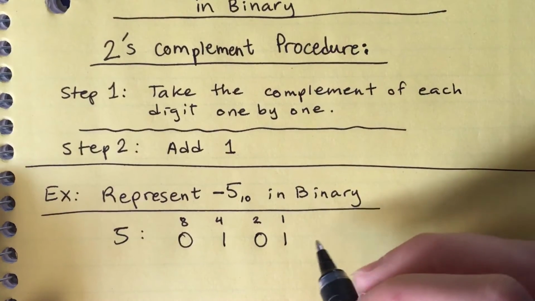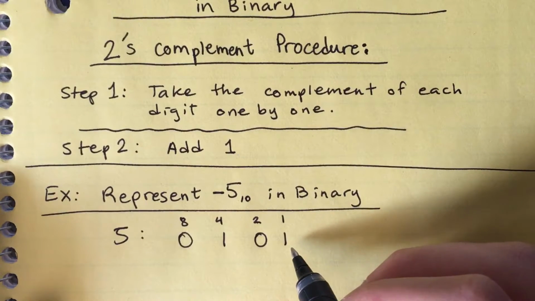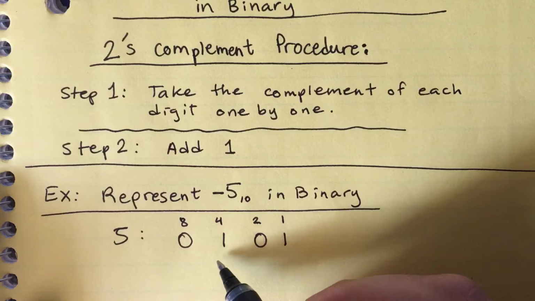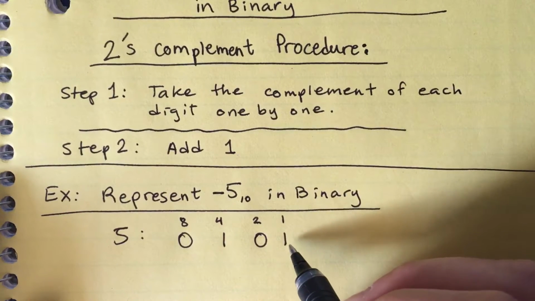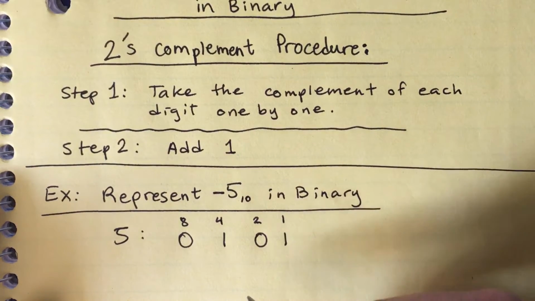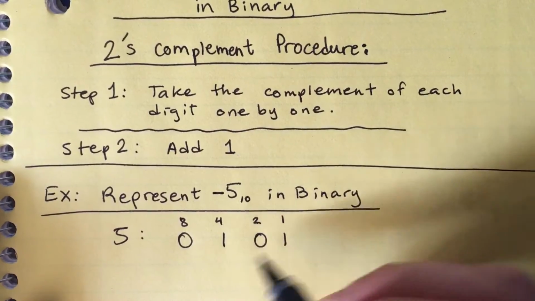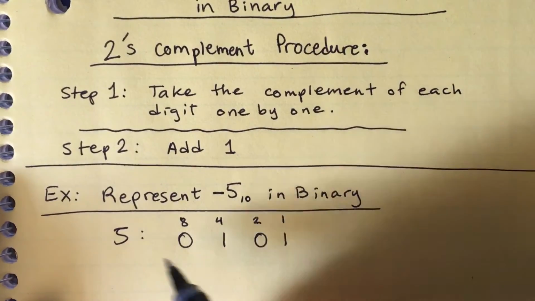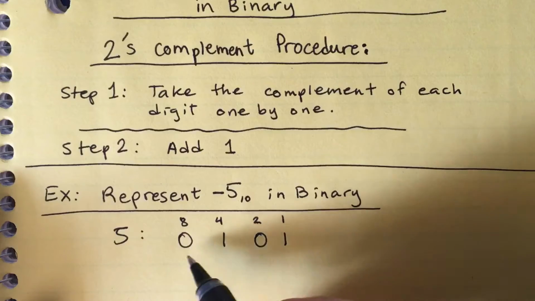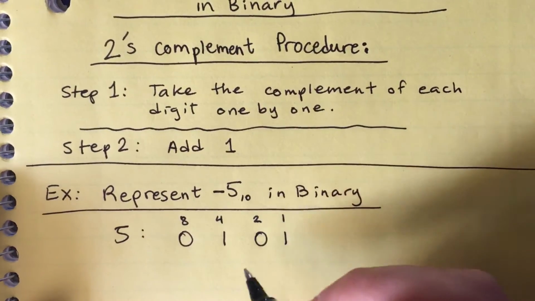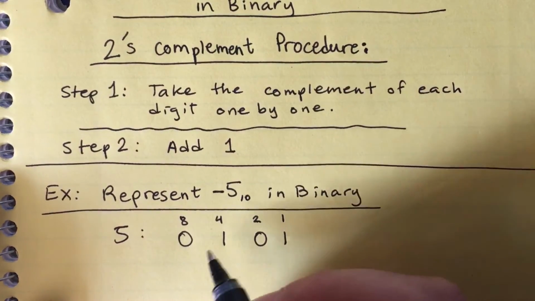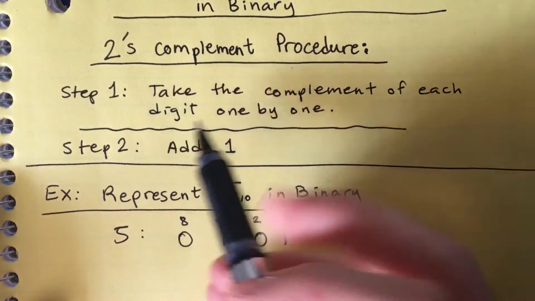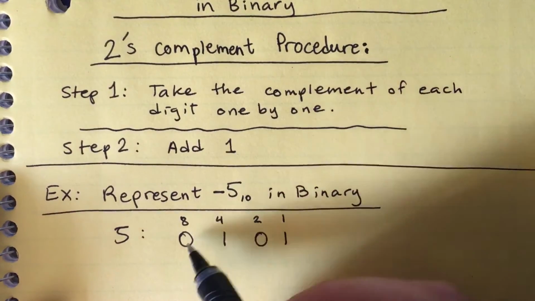The way you check that is you would pretty much add these numbers. So you have 1 times 1 plus 4 times 1. Take the sum of those and you get 5. So anyways, this is positive 5 in binary. And we're going to apply the 2's complement procedure. So to begin with, as I said in step 1, we're going to take the complement of each digit one by one.